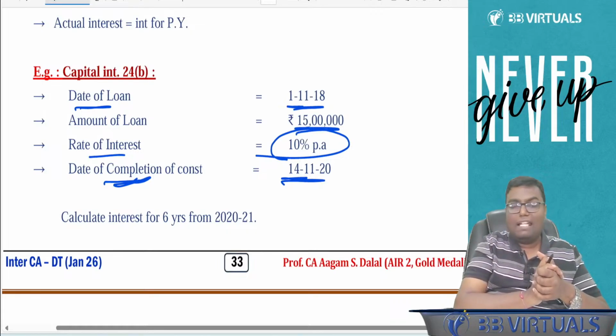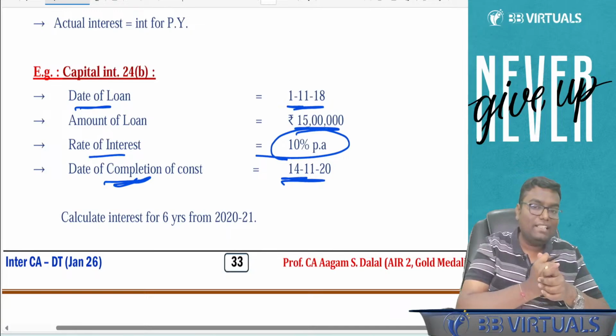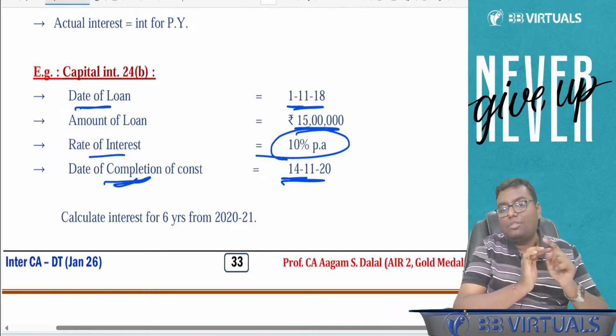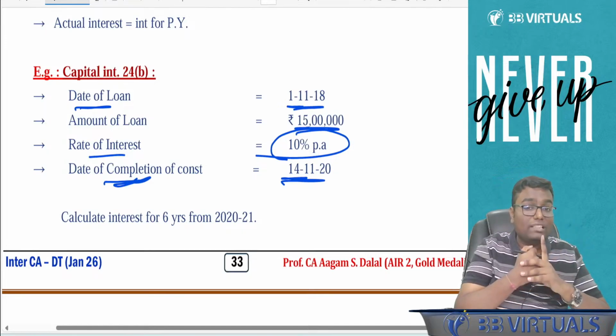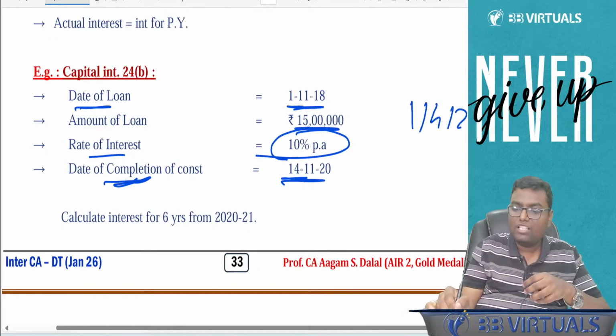Now, can I say that my construction is done in 2021? Loan is taken in 2018-19. Both these financial years are separate. And hence there will be a concept called pre-construction interest. So my deduction will start from which date? My deduction will start from 1st April 2020.